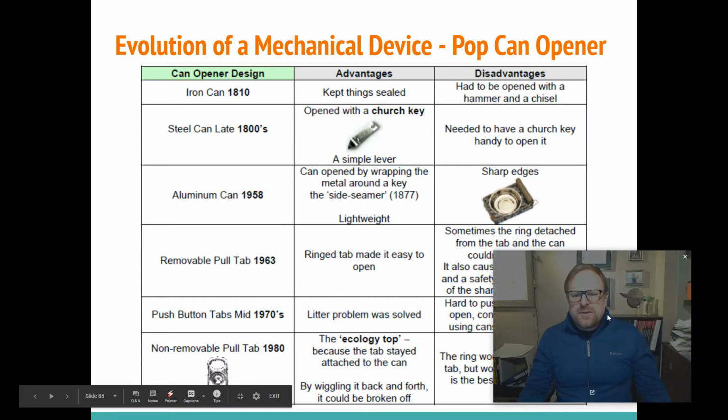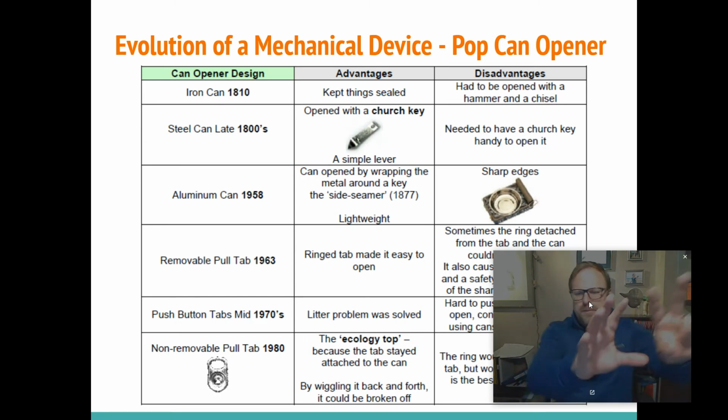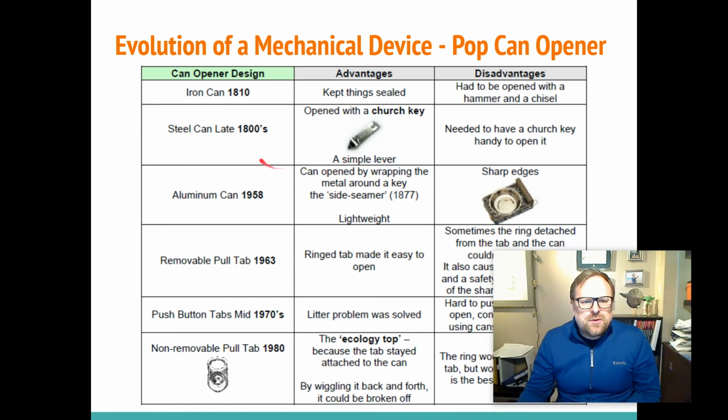So here's the evolution of what's going on here, and I'm going to move myself up in a second so you guys can see what's going on. So the first can opener design was around 1810, and basically it was an iron can.